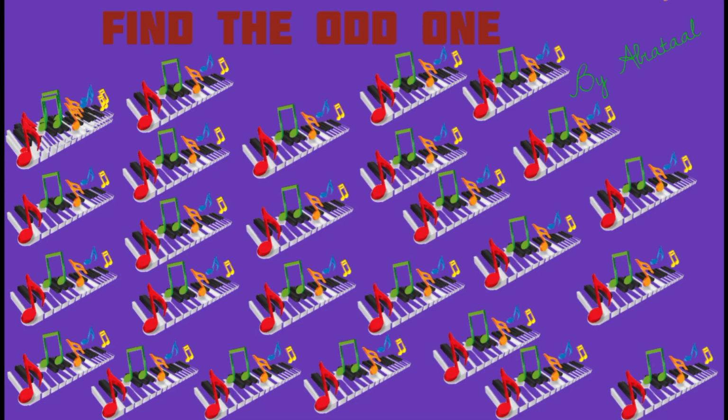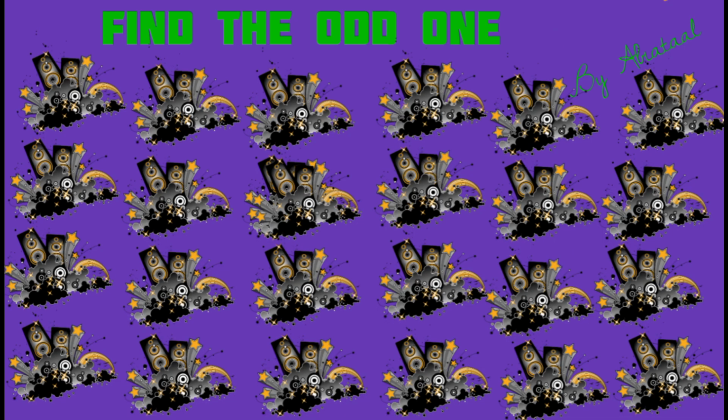Anything yet? Moving on. Find the odd one in 1, 2, 3, 4, 5. Clap hands for yourself if you got it. We are moving on. Find the odd one in 1, 2, 3, 4, 5. Time is up.